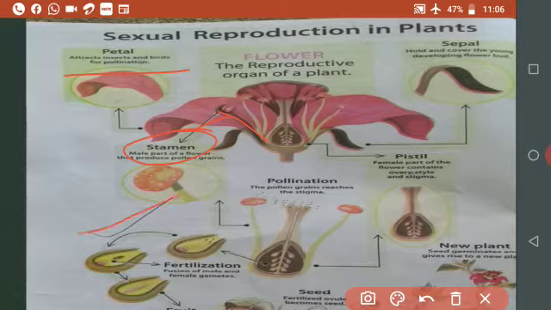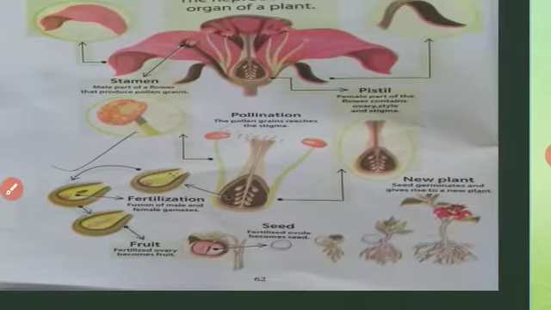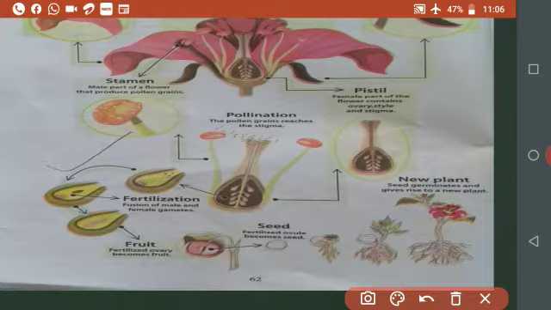Next, come to this side. Pistil. Pistil is the female part of the flower and contains ovary, style and stigma. Students, below you are seeing the diagram for pollination and fertilization. We are going to discuss pollination and fertilization later. I'll explain this later.